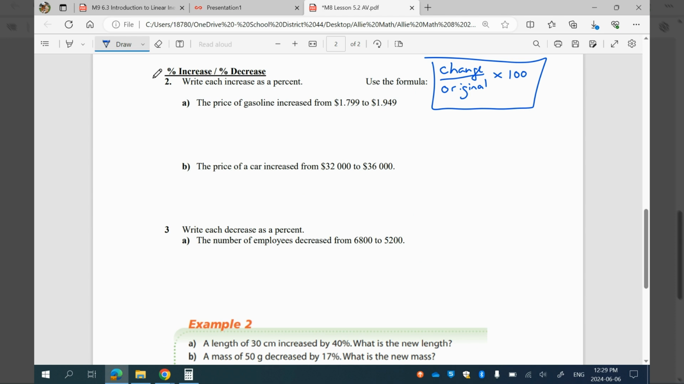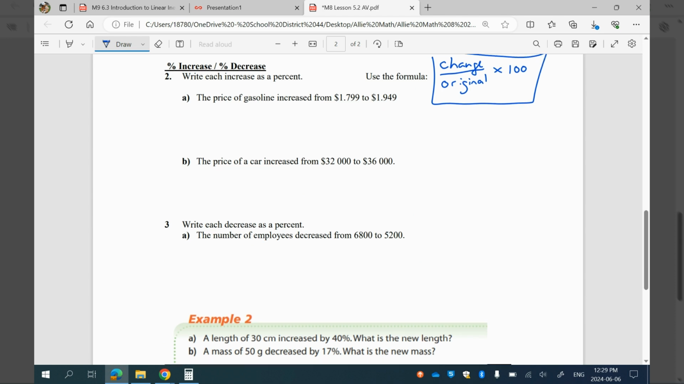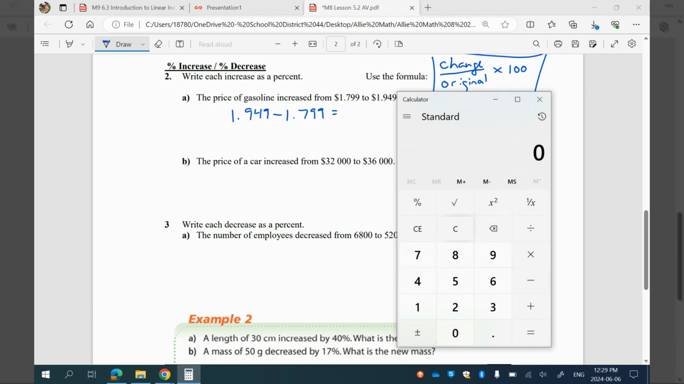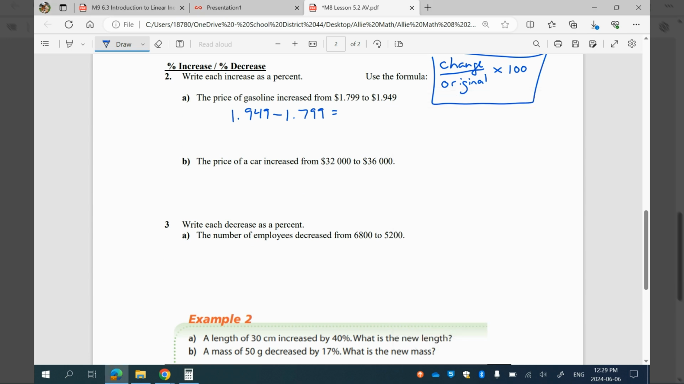So let's do A. The price of gasoline increases from 1.799 to 1.949. So first we need to find the change. So it's at 1.949. If we subtract 1.799, we'll get the difference. We'll get the change. So 1.949 subtract 1.799 equals 0.15. So now we can put the change 0.15 over the original. It increases from that much to that much.